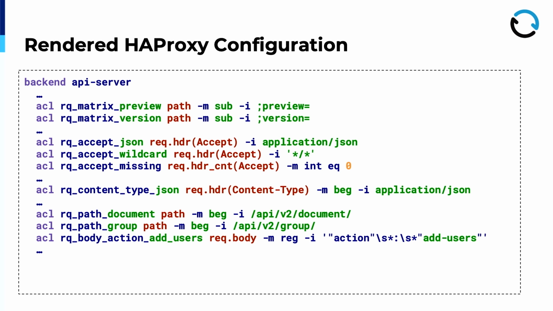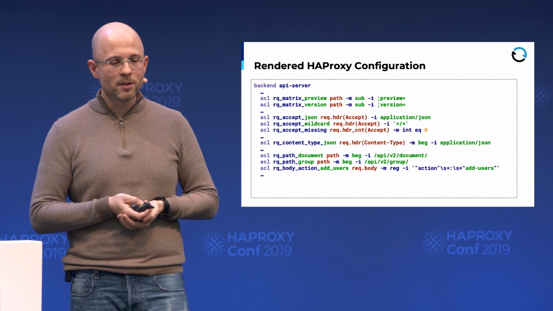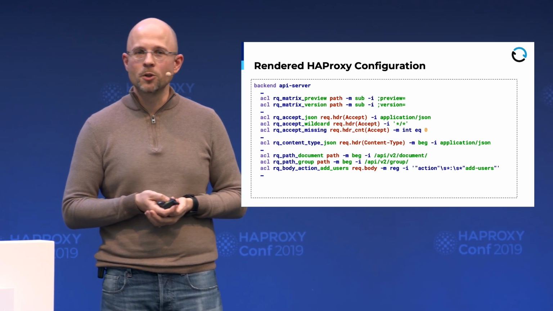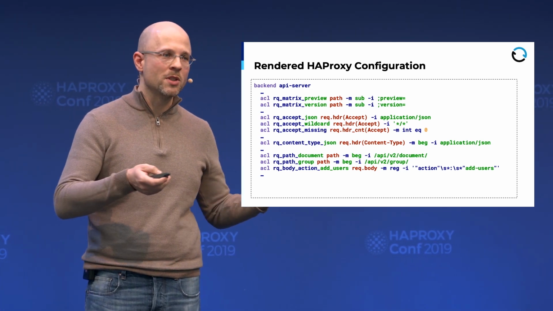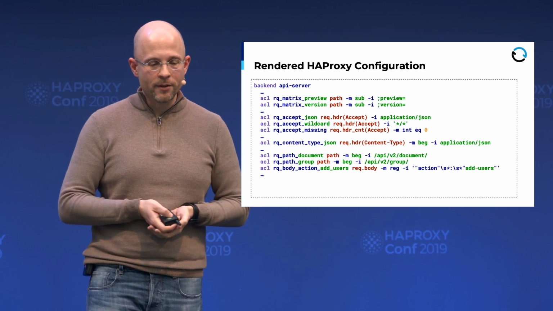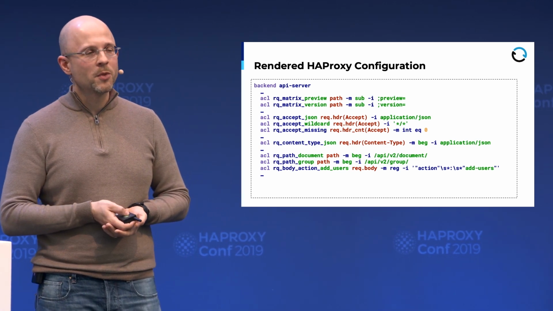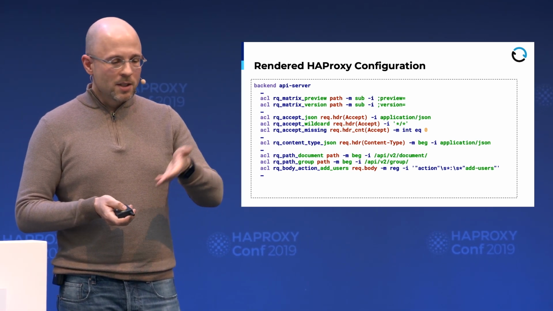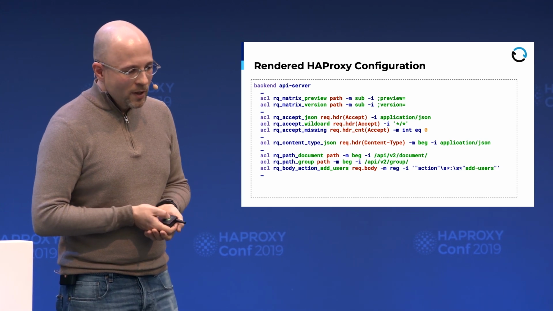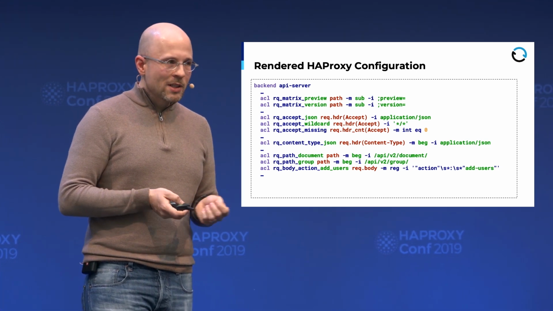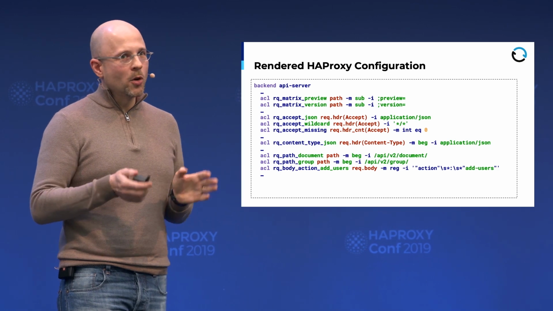The ACL request accept missing is added statically in the template, because it turns out in some cases we just want to know if that header is missing and not if it has a specific value. So that is just added there without coming from the YAML file. Same goes for content type and so forth.